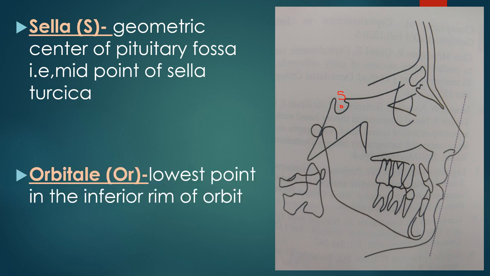Orbitale. Orbitale is represented as capital letter O and small letter r. It is the lowest point in the inferior rim of orbit and it is situated here in the lower rim of orbit and represented as capital letter O and small letter r. Orbitale.